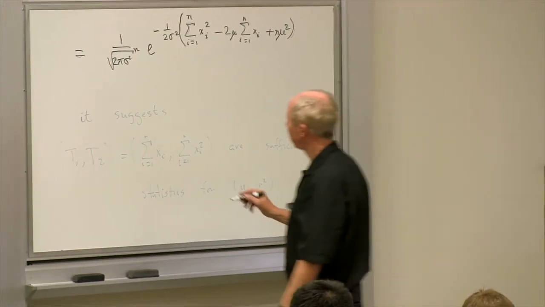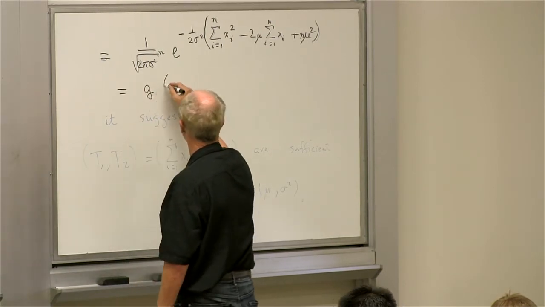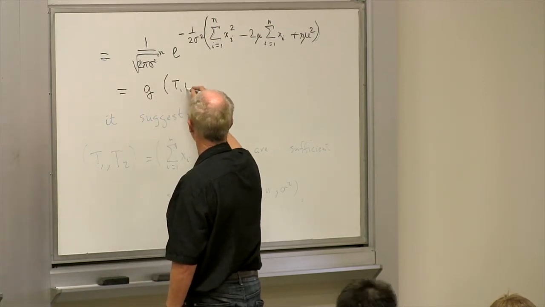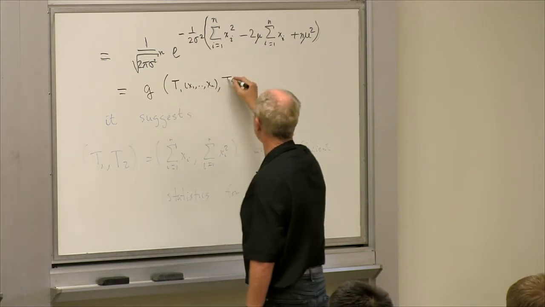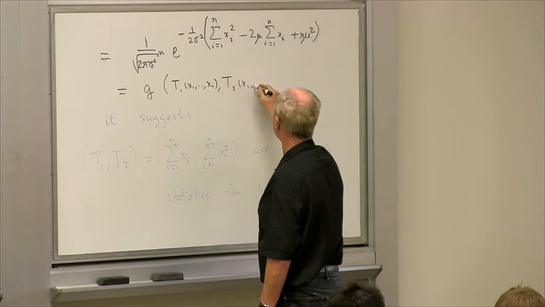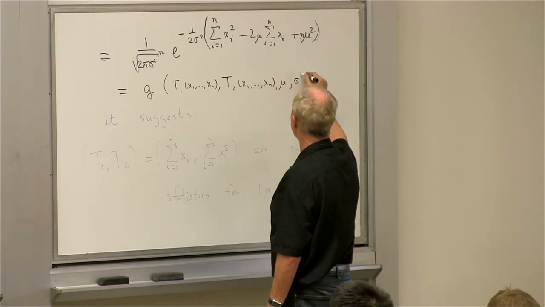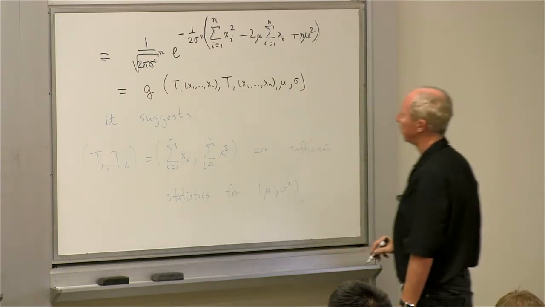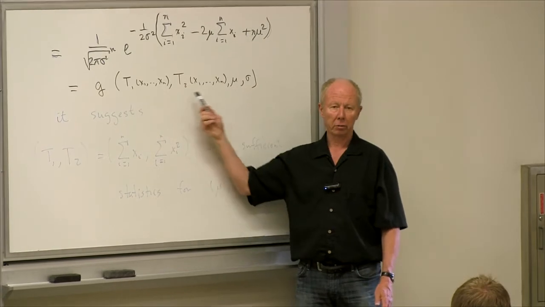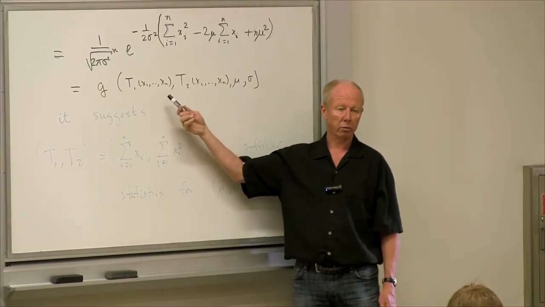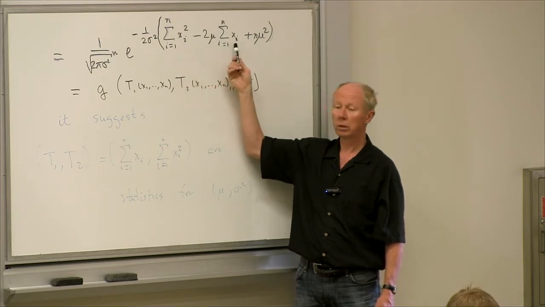Now this is a function of T1, T2, and the parameters mu and sigma. The only way that the variables, or the data, appear is through the value of the functions T1 and T2, right? T2, T1.